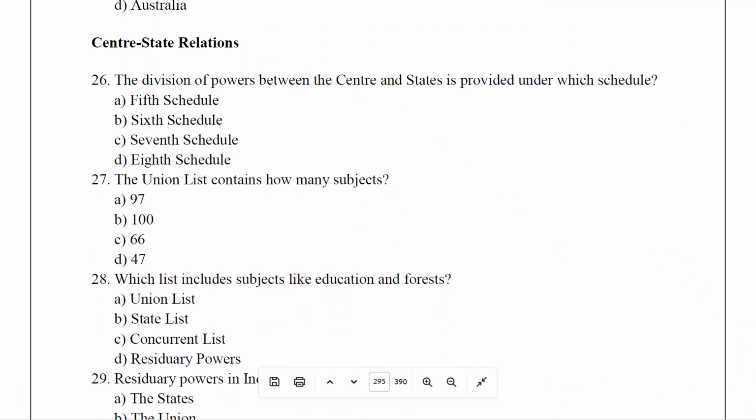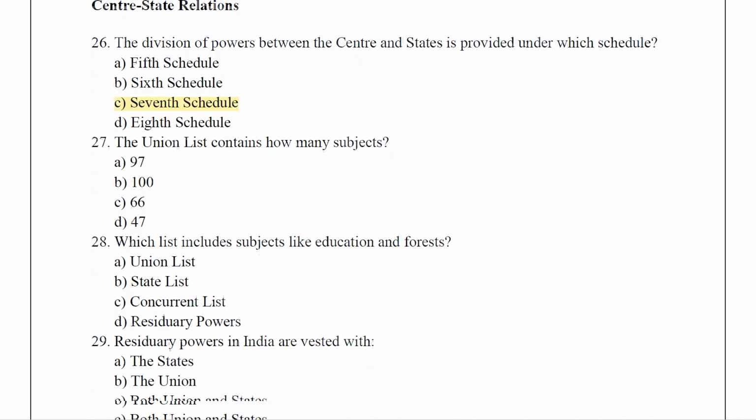The division of powers between the center and the states is provided under which schedule? The answer is 7th schedule. The union list contains how many subjects? The answer is 100.